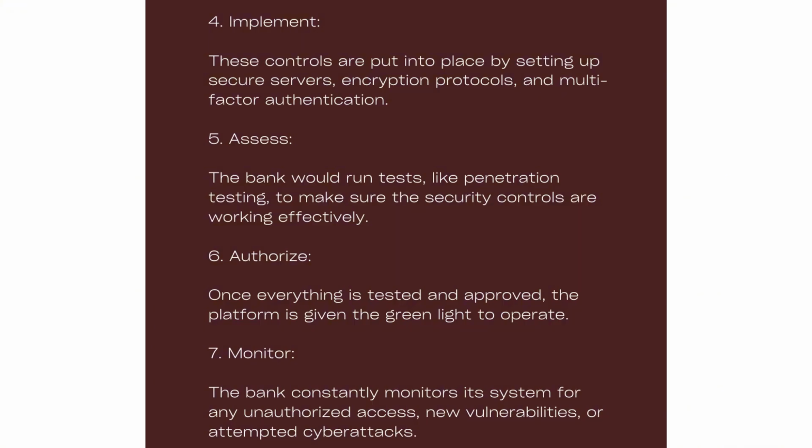These controls are put in place by setting up secure servers, encryption protocols, and multi-factor authentication. And the fifth one is to assess. The bank will run tests like penetration testing to make sure the security controls are working effectively. And the sixth one is to authorize. Once everything is tested and approved, the platform is given the green light to operate.